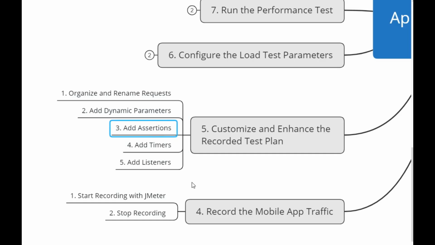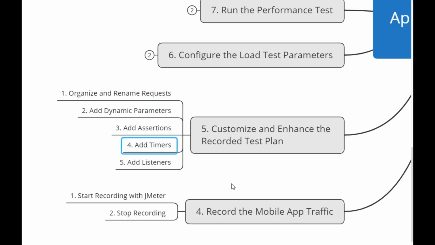When adding assertions, just right-click on request, add assertions, response assertion, and define assertions to validate response data, such as checking for a specific response code, for example, 200 for OK response code, or verifying that a particular text appears in the response body.